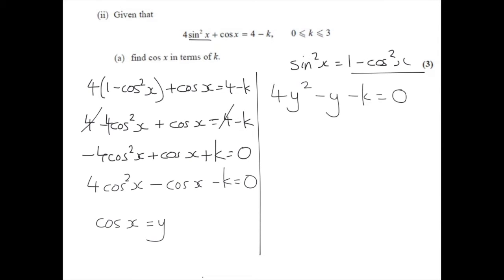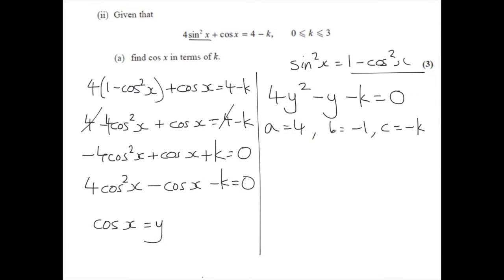Now, what we actually have here is a quadratic equation. We can't factorize this as it is unless you're absolutely fantastic at factorizing. You're going to end up either having to use the completing the square method or the quadratic formula, where a equals 4, b equals minus 1, and c equals minus k. So once you plug it into the quadratic formula, you will get y equals 1 plus or minus the square root of 16k plus 1 all over 8.